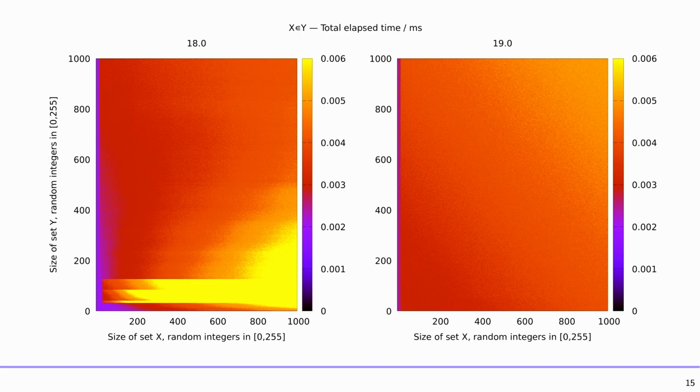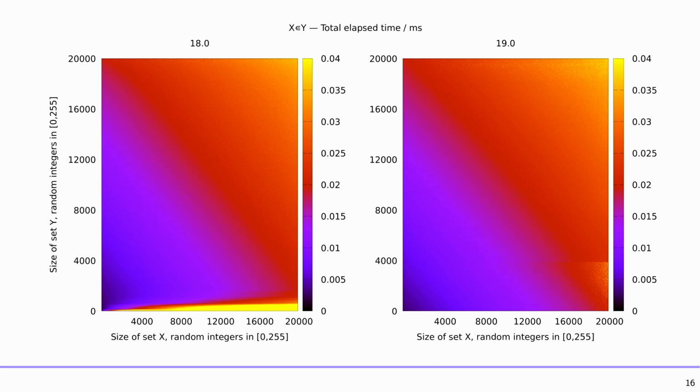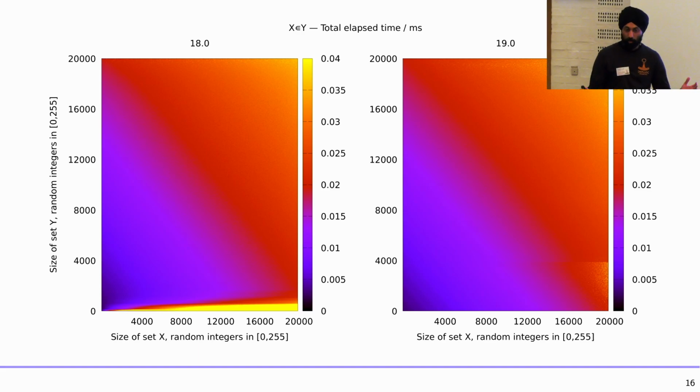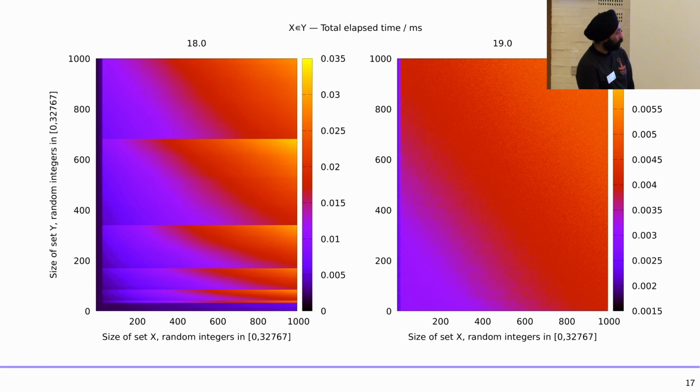Right? Let's expand the size of the arrays. Let's go up to 20,000. 18.0, 19.0, roughly broadly matched, besides the issue that I mentioned before. So, if you have 1-byte integers, 19.0 is at least as fast as 18.0 was, if not faster. Right, let's continue. 2-byte integers. Now values up to 30,000 odd.